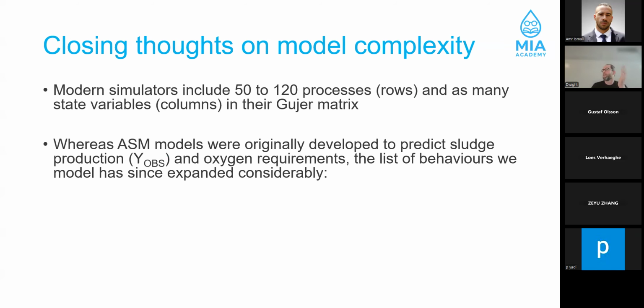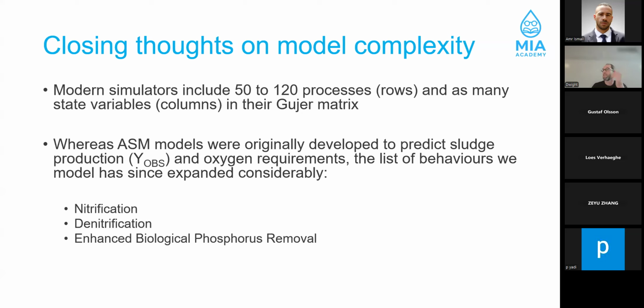So whereas ASM models were originally developed to predict only one behavior, basically, or two, sludge production and oxygen requirements, the list of behaviors we're trying to model now has since expanded considerably. Nitrification, denitrification, enhanced biological phosphorus removal, chemical precipitation, and many more. Actually, Gustaf named some other ones. Control of aeration systems. That's an interesting one, and even digital twins.